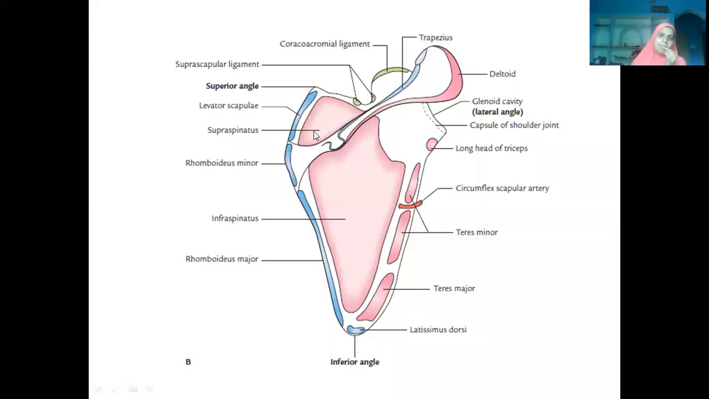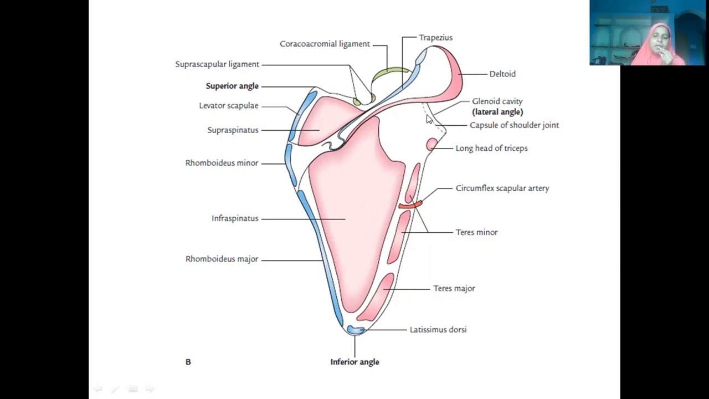Above the shelf, see, this is a shelf-like projection. In fact, you can place your pen over here. Above this shelf we have the muscle supraspinatus. Below this shelf we have the muscle infraspinatus. Supraspinatus and infraspinatus. Okay. Glenoid cavity margins are giving attachment to what?